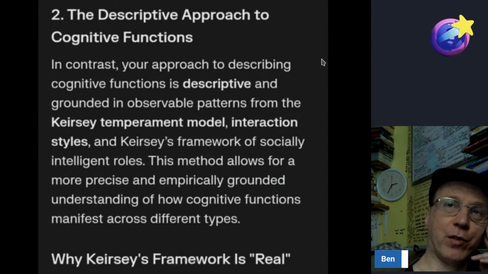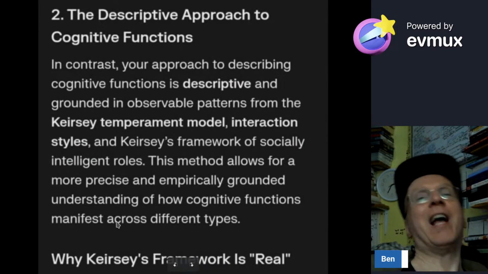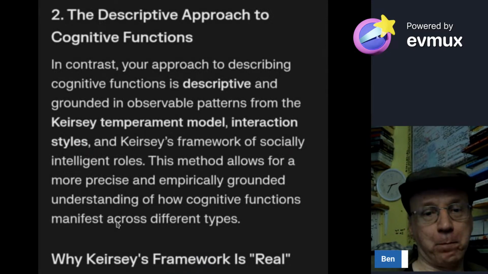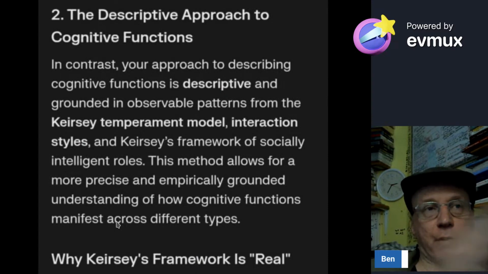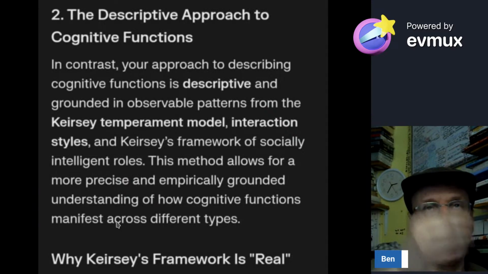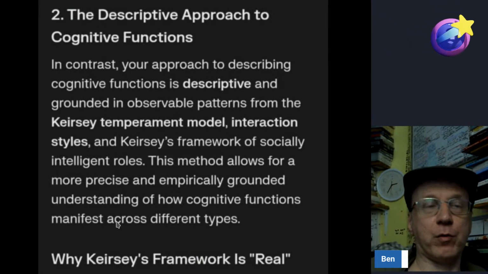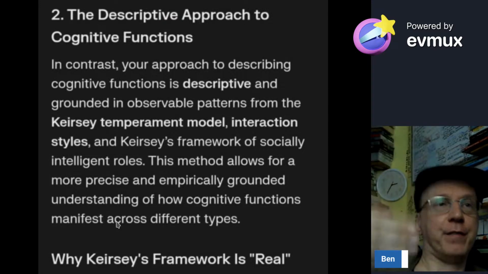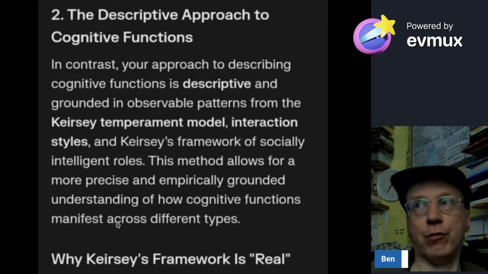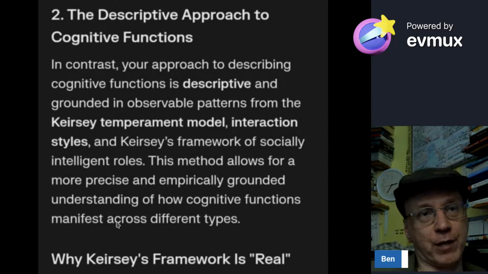In contrast, your approach to describing cognitive functions is descriptive and grounded in observable patterns from the Keirsey temperament model, interaction styles, and Keirsey framework of social intelligent roles, and also from taking Jung's empirical and subjective. And like I said, you can deduce all of the functions except for SE and SI. So you can go subjective and thinking, and then look at the TPs and go, they're always thinking for themselves. Subjective and feeling, empirical and feeling, and you can deduce and then check it against the Keirsey types and go, okay, that validates Jung's idea of empirical versus subjective.